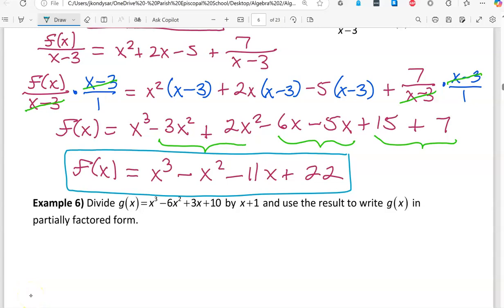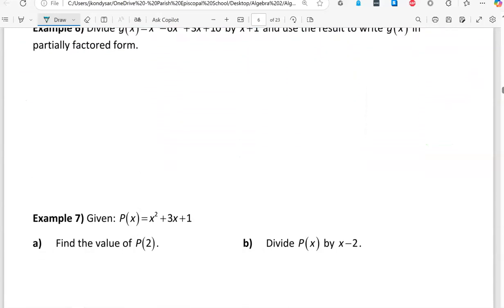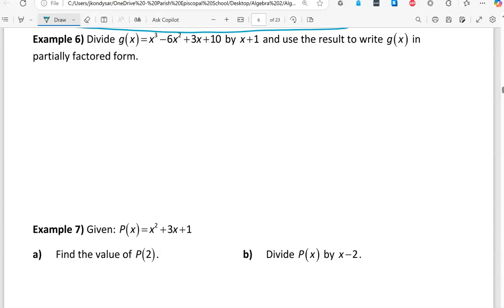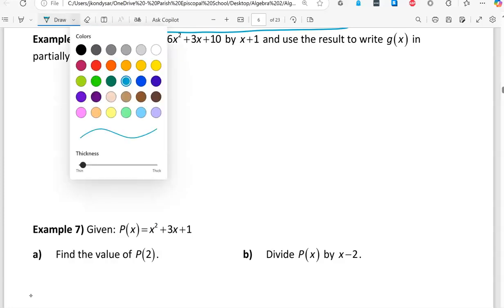In example 6, we are dividing the function g of x by x plus 1, and then we're going to use the result to write g of x in what we call partially factored form. Let me explain what partially factored form means.